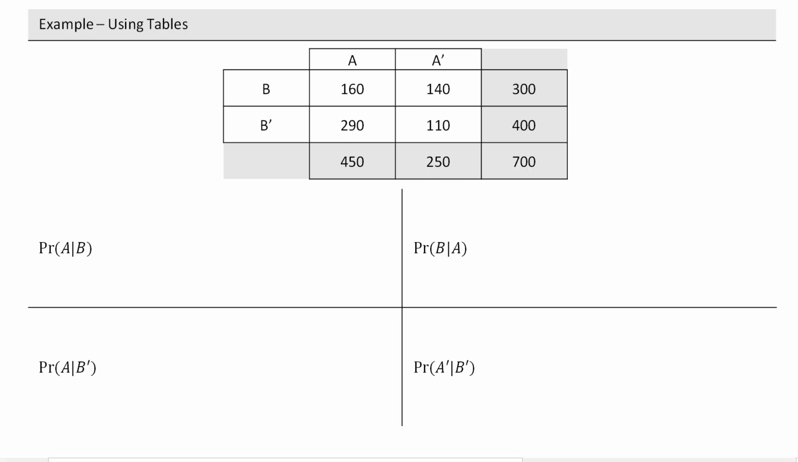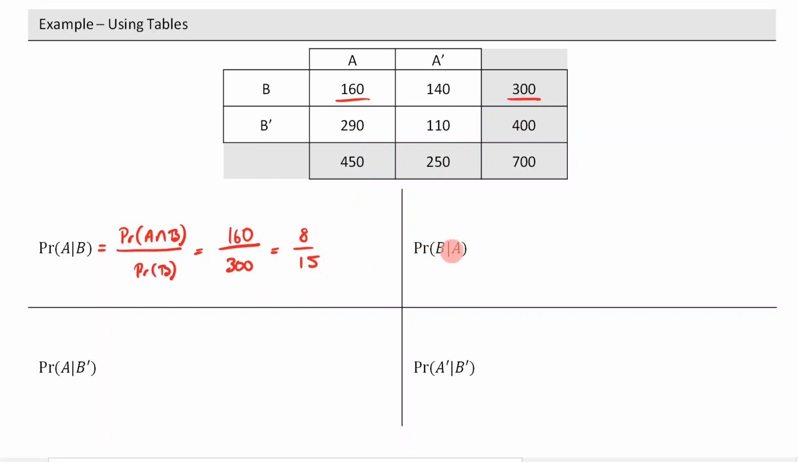Okay, let's see our conditional probability in action. So we've got the probability of A given B. The first thing that we're going to do is use our rule, which tells us that the probability of A given B is the probability of A intersection B over the probability of B. Now, the probability of A intersection B is 160, and the probability of B is 300. So if we simplify this, it's going to be 8 on 15. We come to the next one.